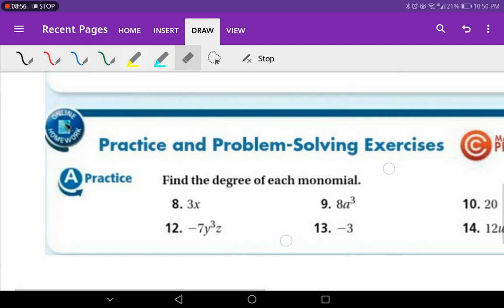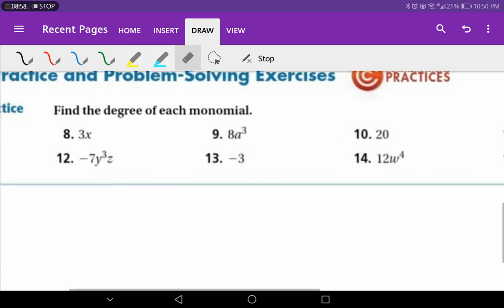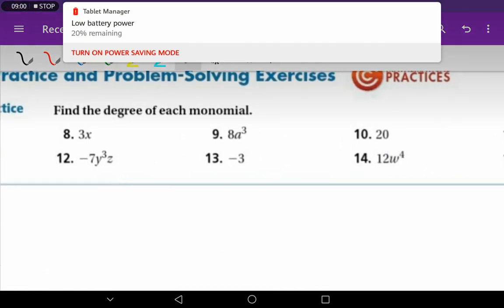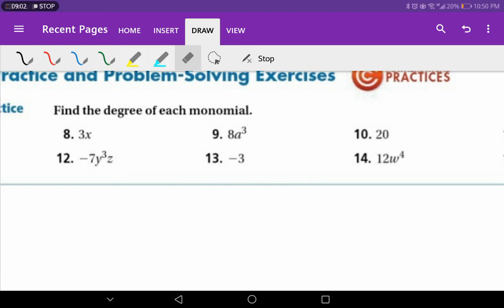Let us do some examples here. Find the degree of each monomial. So he gives me one term, one term, one term, one term, one term, one term. One term means monomial, because mo means one. One nomial means one term. This is the meaning of monomial.